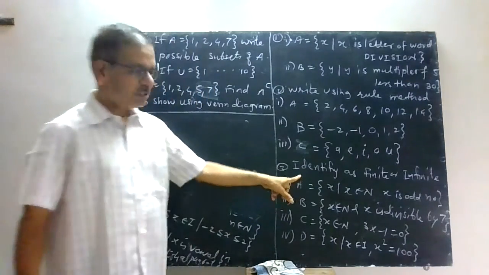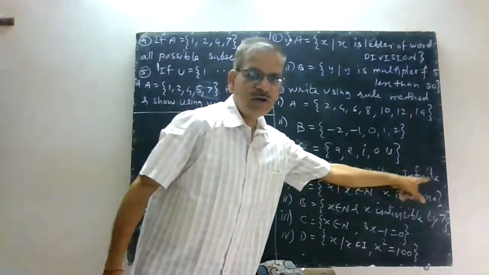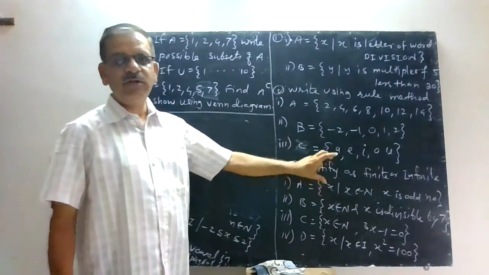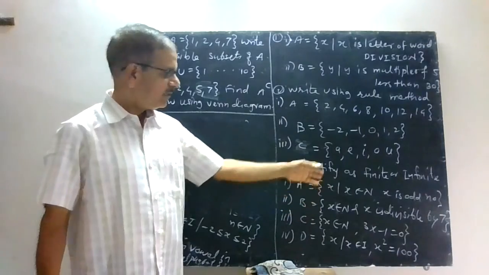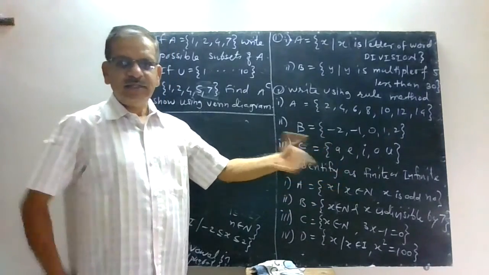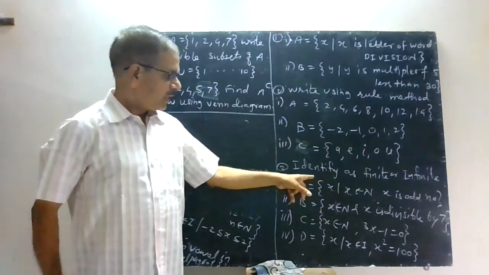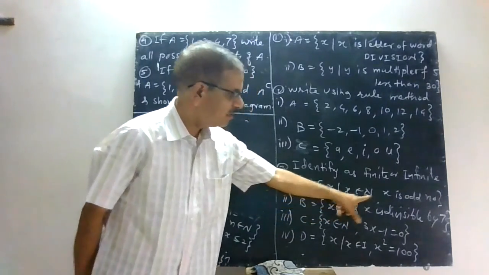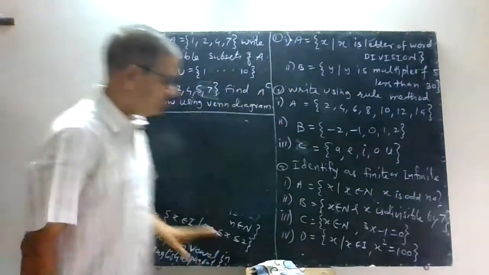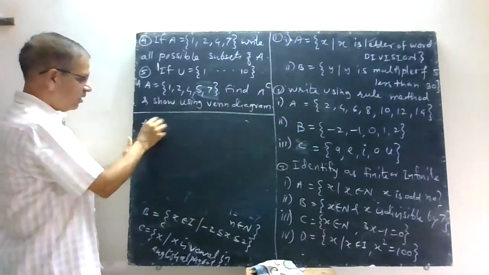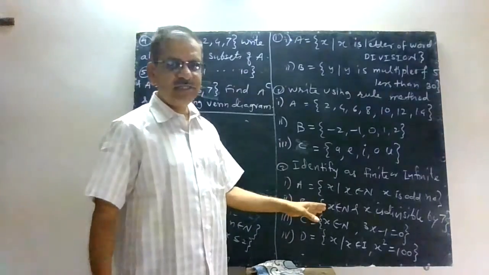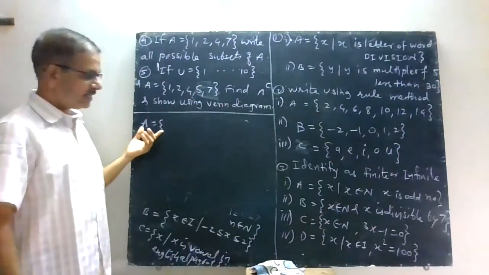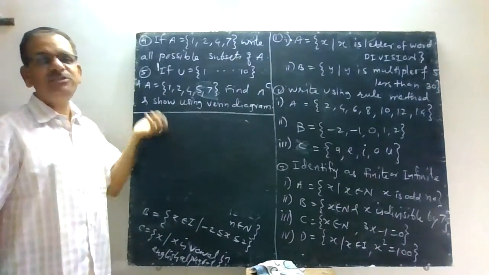Now see the next question: identify as finite or infinite set. Just recall, finite means if you can count the elements in that set, that is called a finite set. If you cannot count, if it has innumerable elements, then it is called an infinite set. Now see X such that X is a natural number and X is an odd number. Before you write down the set in this form, you cannot say whether it is finite or infinite. So first I try to write down that set with at least a few elements.